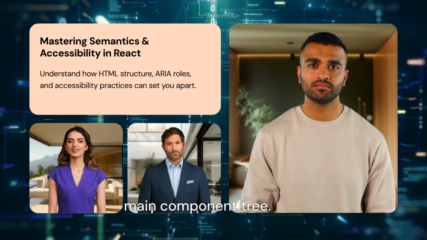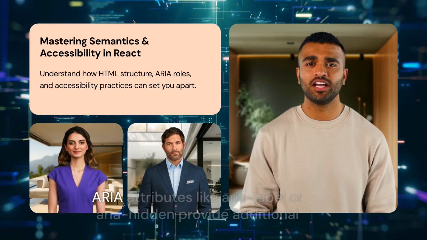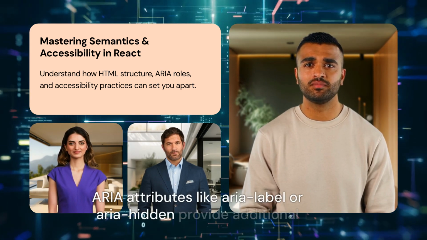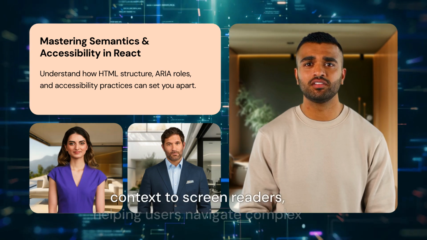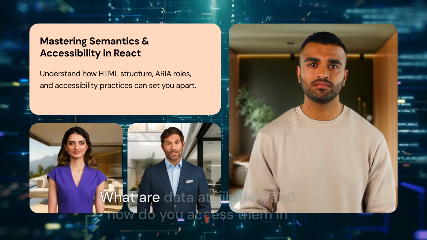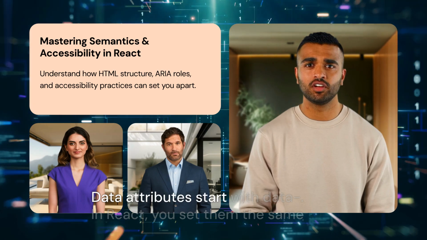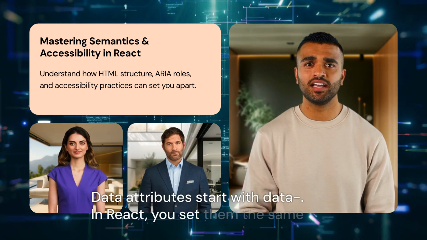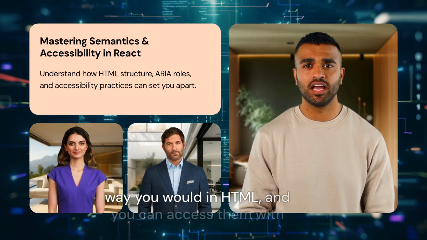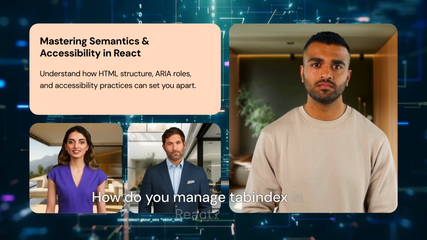How do ARIA attributes enhance accessibility in React apps? ARIA attributes like aria-label or aria-hidden provide additional context to screen readers, helping users navigate complex interfaces. What are data attributes, and how do you access them in React? Data attributes start with data-. In React, you set them the same way you would in HTML, and you can access them with dataset on the DOM node.